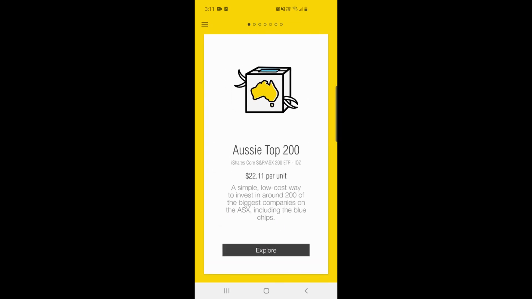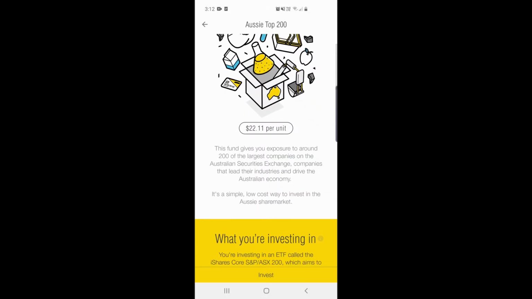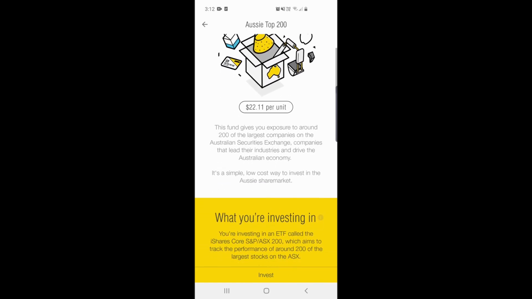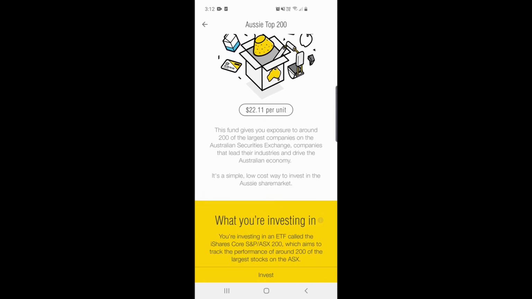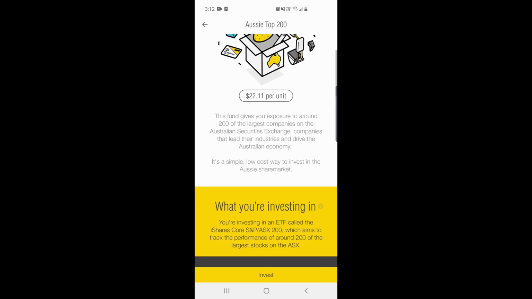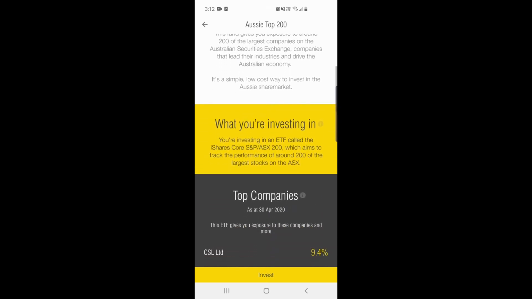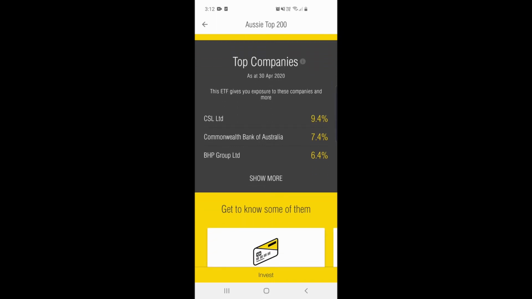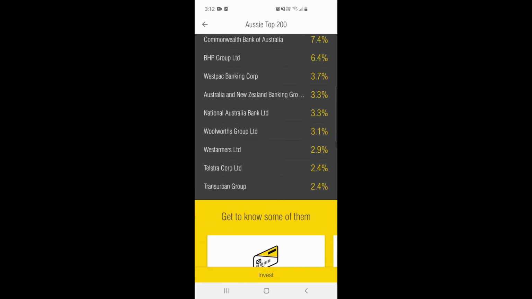So if you like the sound of one of these ETFs and you want to get more information on it, for example, how much they pay out, their dividend yields, you go to explore, and it brings up their information sheet, and straight off the bat you can see their current price, $22.11. It gives you a quick little rundown of the ETF at the top here. So this fund gives you exposure to around 200 of the largest companies on the Australian Stock Exchange. And further down, if you wanted to see what companies they are actually invested in, the top companies here: CSL, CBA, BHP, and this is just their top ones actually.